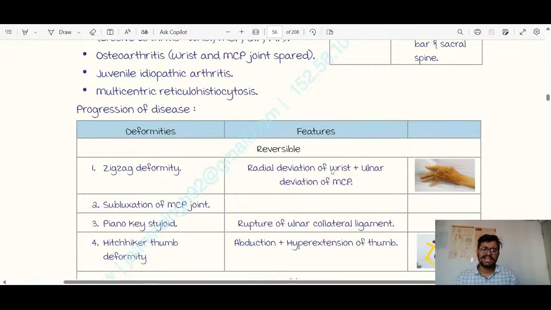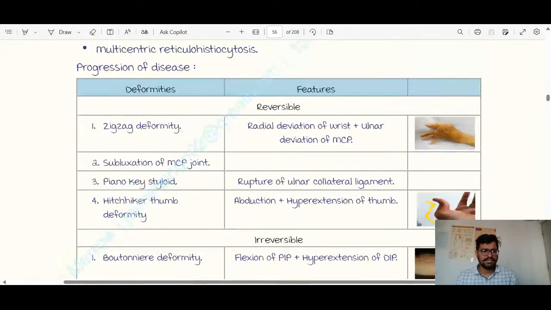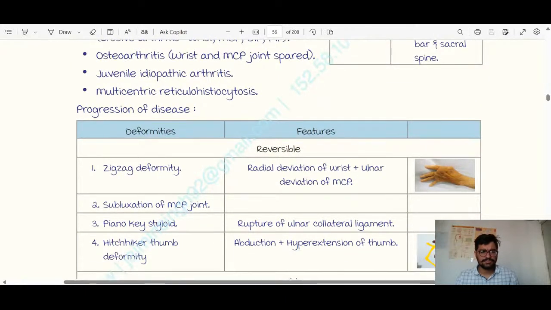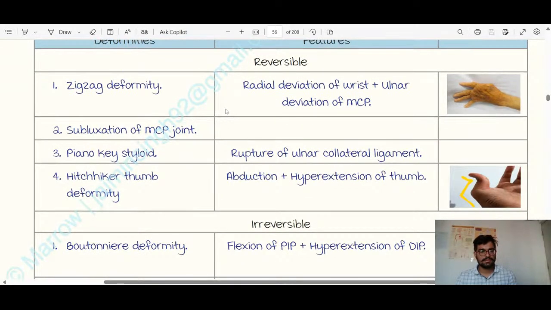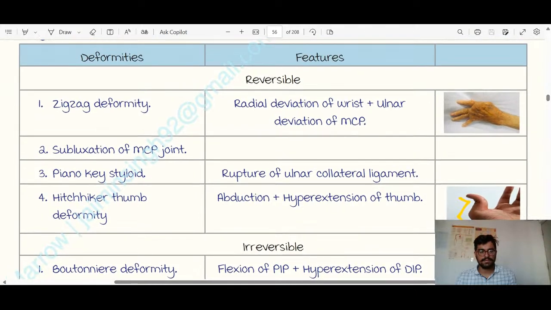So guys, this is one of the best tables to detect RA and its features, so listen carefully to all this. Juvenile idiopathic arthritis, multicentric reticulohistiocytosis, and then the progression of the disease. I will continue; focus on this.